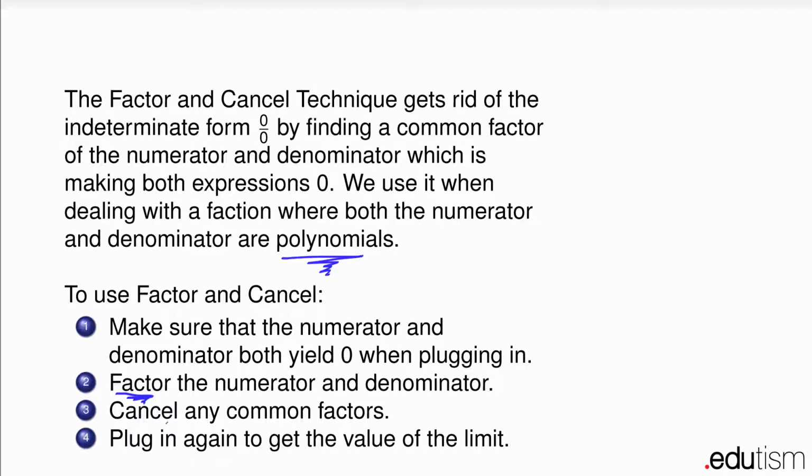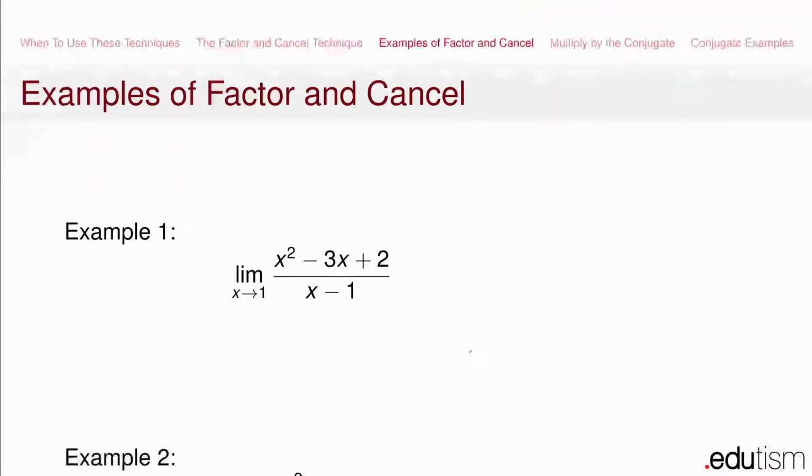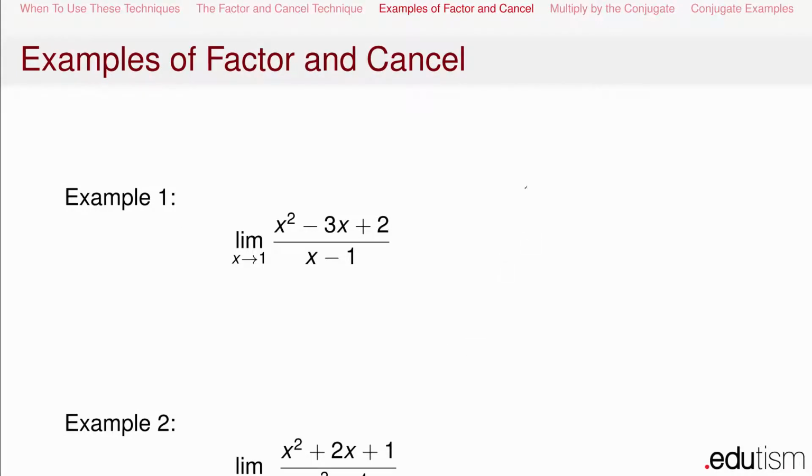The fourth step is to replace x with whatever it approaches again and see if we can get a value. If we get a value, that is the value of the limit. If we get 0 over 0 again, we have to go back to the beginning and do the same thing. We'll do a couple examples of factor and cancel here.